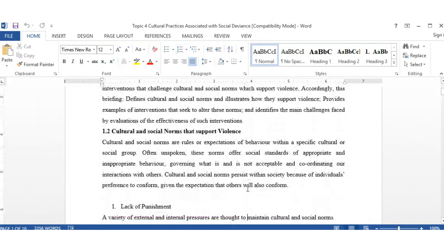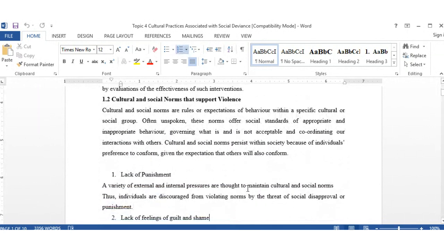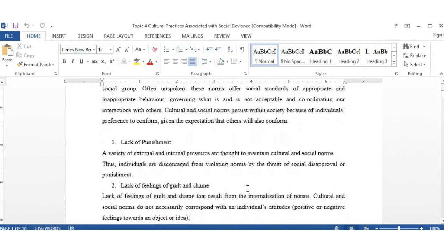Now, cultural and social norms that support violence. One of them, I've tried to enumerate here, is lack of punishment, where we have a society which does not have consequences for bad behavior. Imagine a child who knows that whenever they do wrong, they will not get any punishment. More often than not, that will tend to continue. You don't talk to them, you don't tell them this is wrong, they will tend to continue. So that's a practice that promotes that violence.